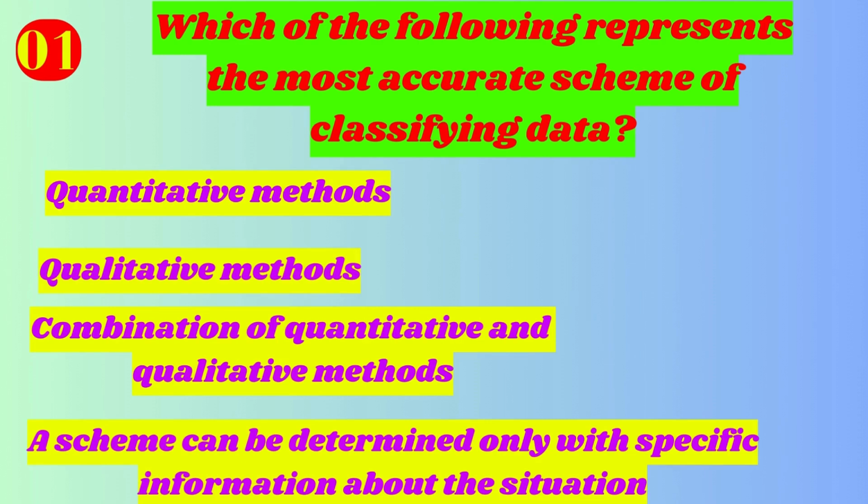The last option, a scheme can be determined only with specific information about the situation, is correct because the classification scheme depends on the specific context, purpose, and nature of the data, which can vary greatly and require specific information to determine the most appropriate approach.